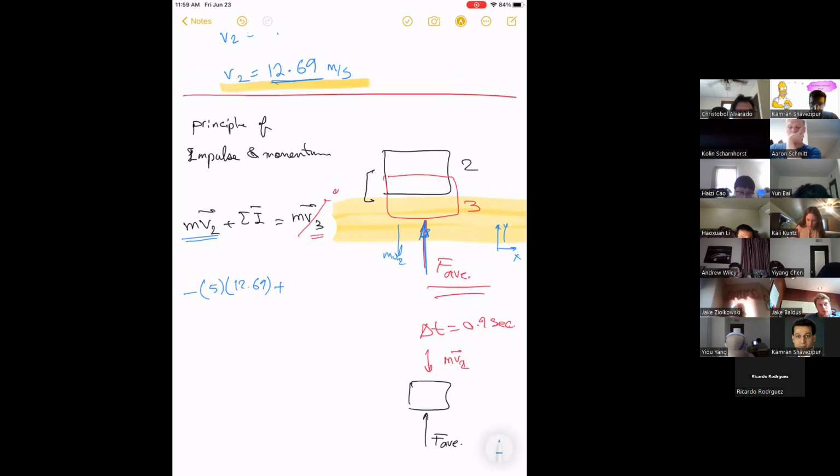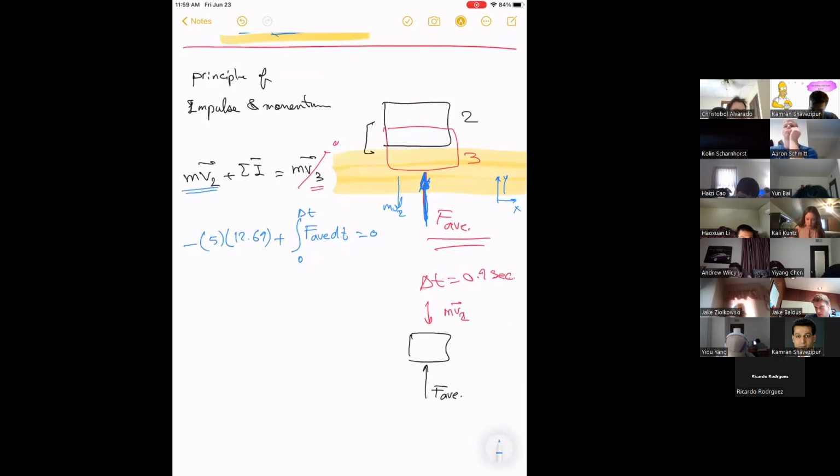If you look at the screen for a second, the average force sand applies is in a positive direction, so we're going to get integration of F average dt equals 0, from 0 to delta t, which is 0.9 second. We don't care about before, after, obviously, nothing happens. Which means F average delta t, this integral is just simple, F average is constant, is equal to 5 times 12.69.